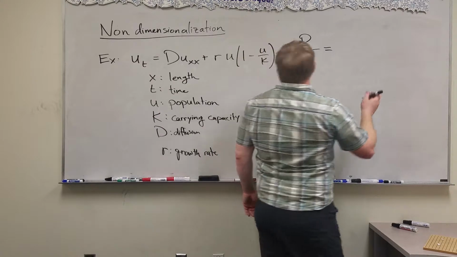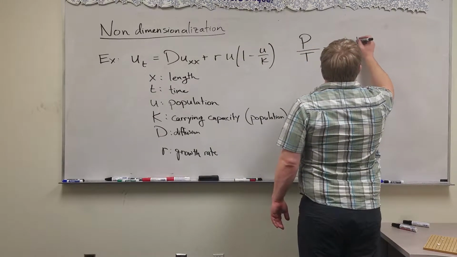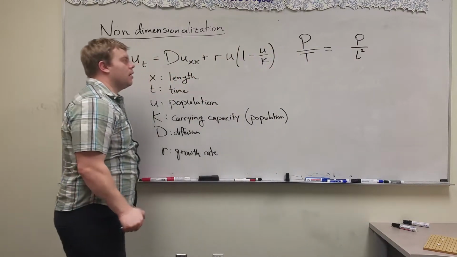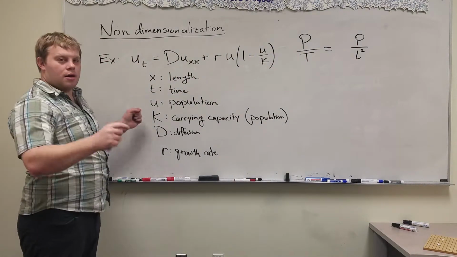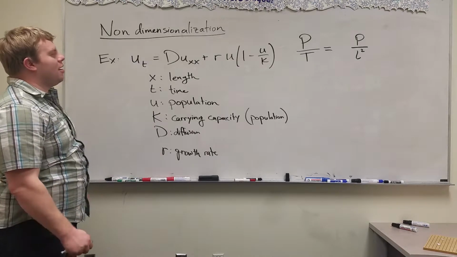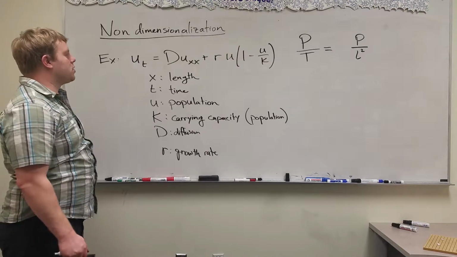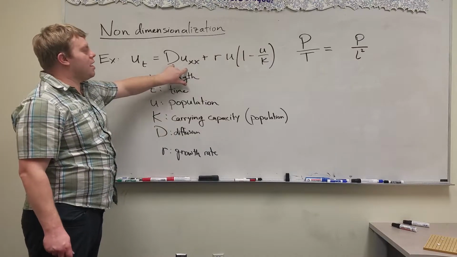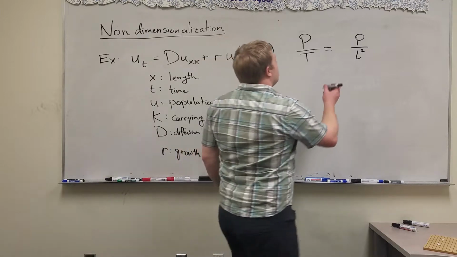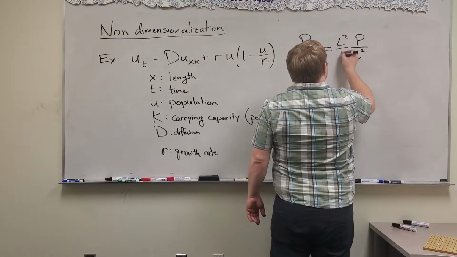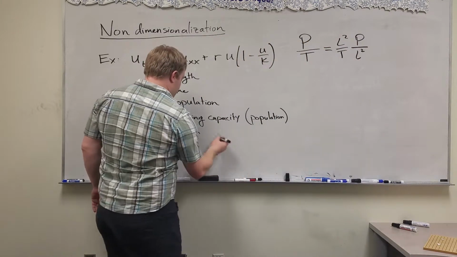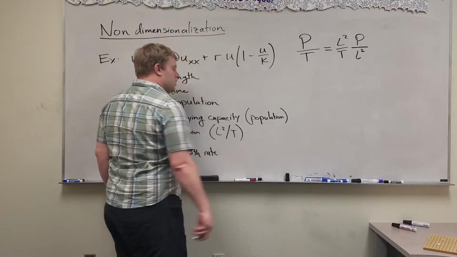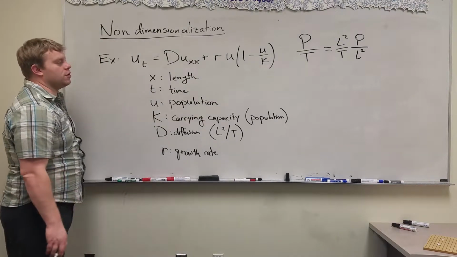Uxx, I know that that is population over length squared. Each time I take a derivative with respect to x, I'm getting an inverse length dimension. So the second derivative is p over L squared. And because this term has to come out to p over t, that means that d must be L squared over t. So length squared over time is the dimension of the diffusion constant.